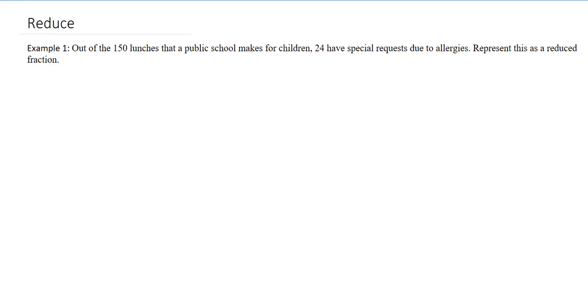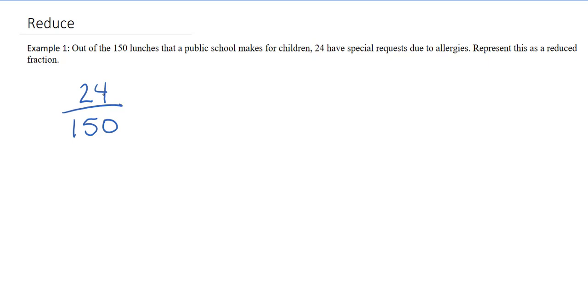Reduce. Example 1. Out of 150 lunches that a public school makes for children, 24 have special requests due to allergies. Represent this as a reduced fraction. So we would say that the total lunches is 150, so that's on the bottom. And then the 24 is on the top because that's the part. Now we need to just go ahead and reduce this.